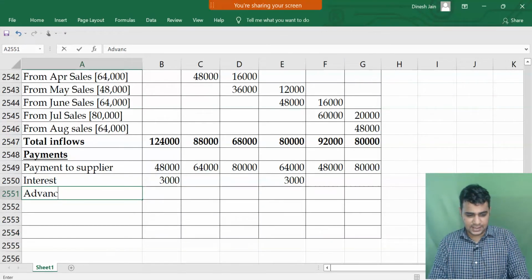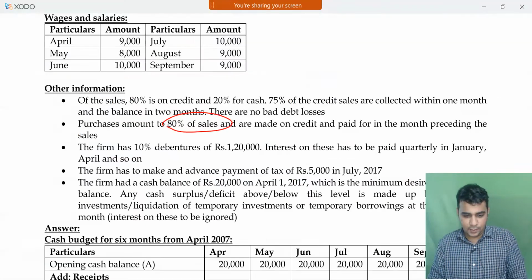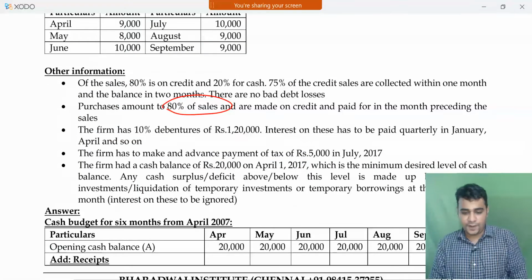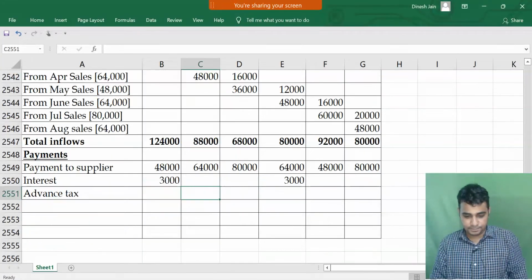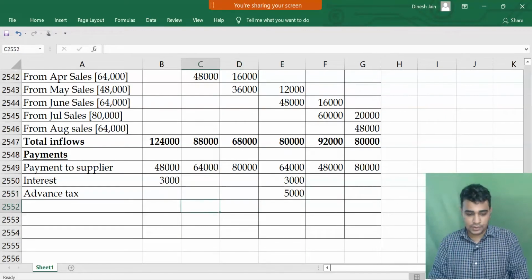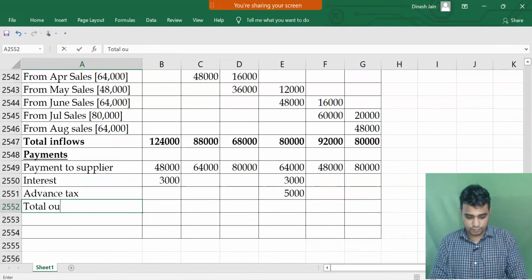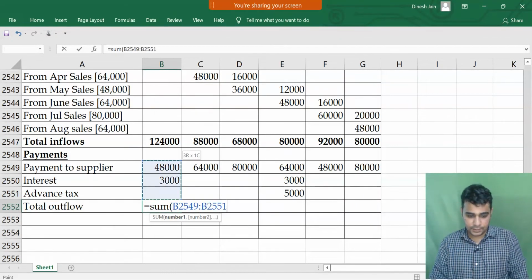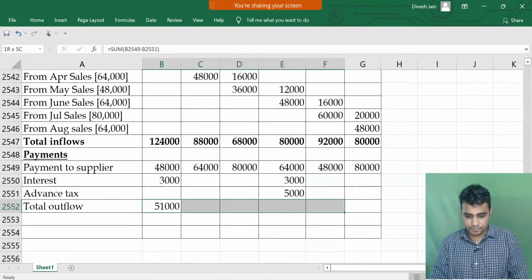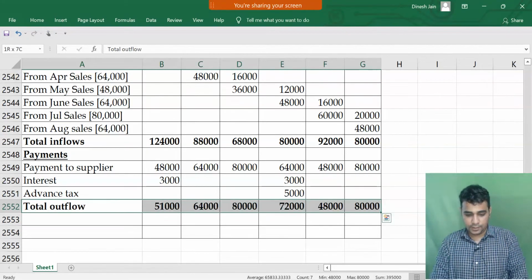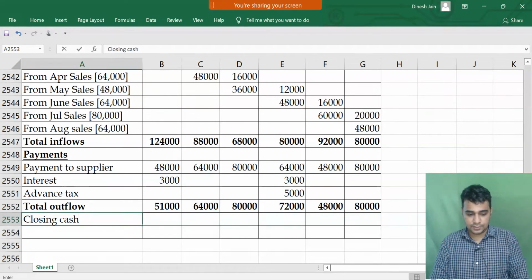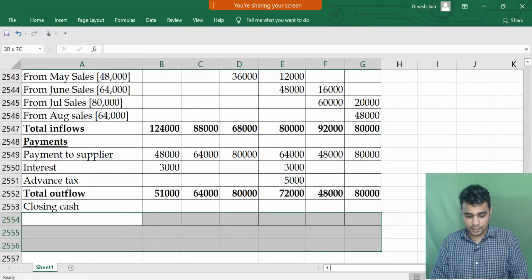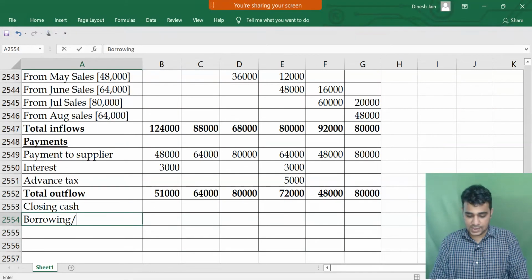Apart from that, I think there is an advance tax. Advance tax is 5,000 in the month of July. So these are total outflow. Total outflow. Closing cash, borrowing / investment, revised cash.